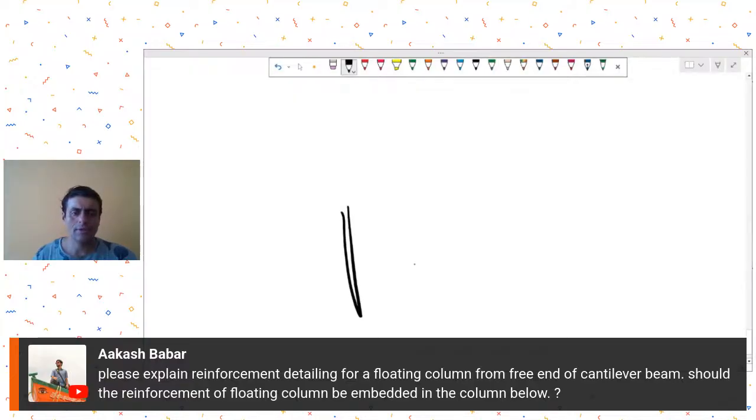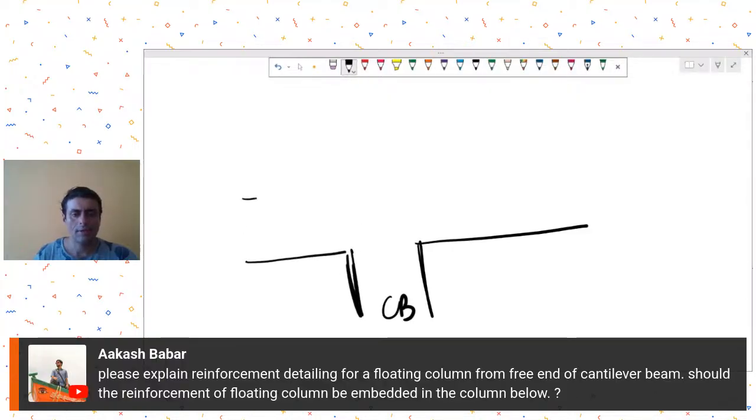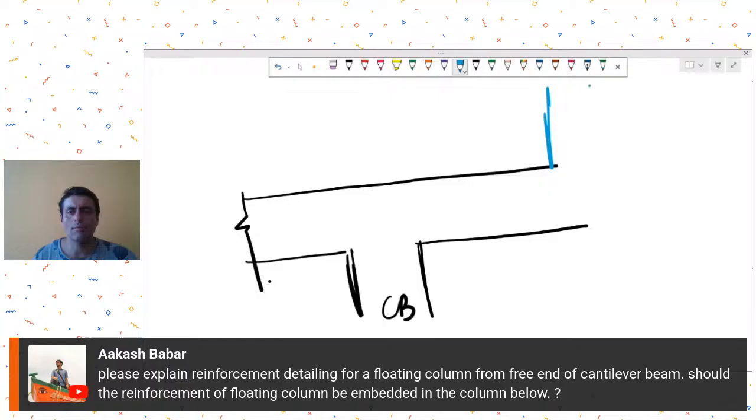So he's saying he has a column below, let's say, something like this, and there is this cantilever beam, and this is the beam. This beam is continuing here. Then you have a column. So if your column is at the free end, how will you take this reinforcement to the column below? That will not be possible.